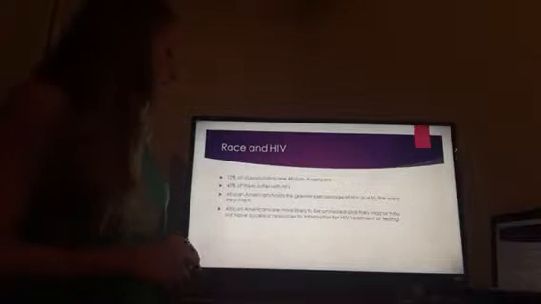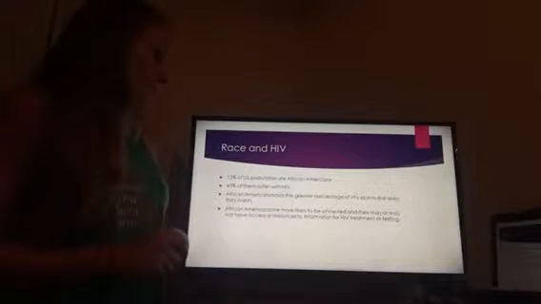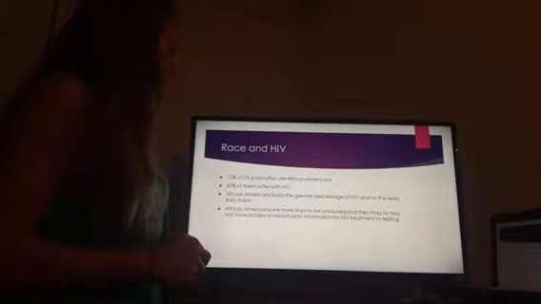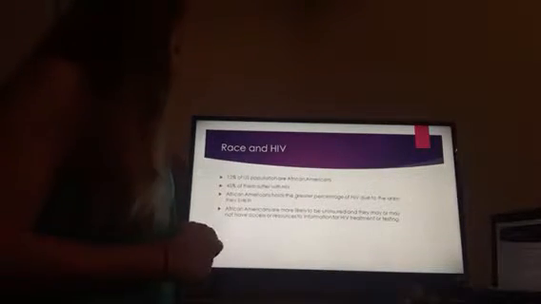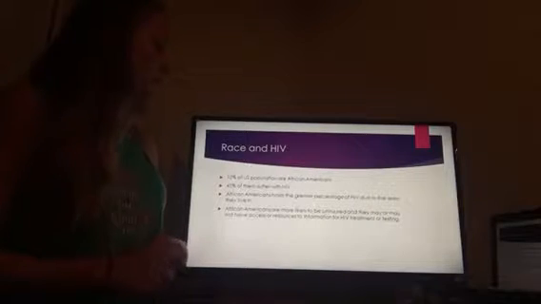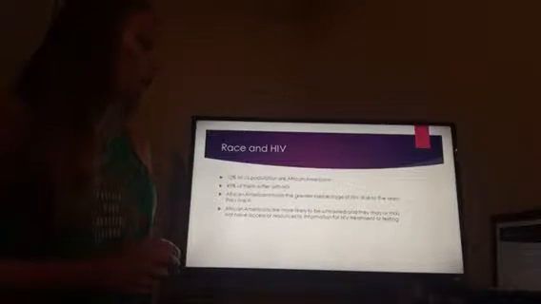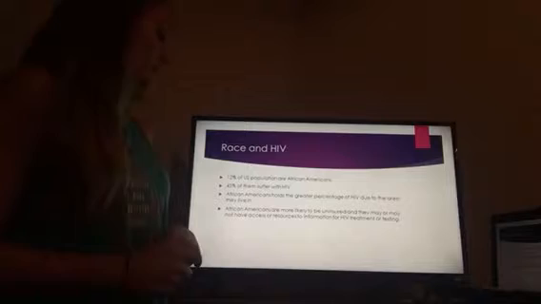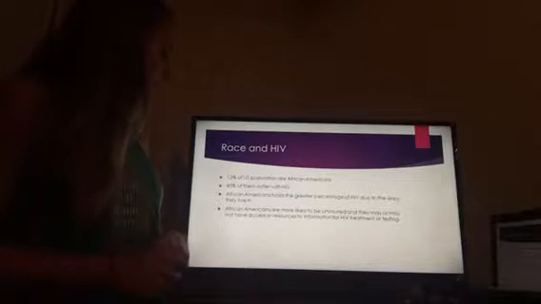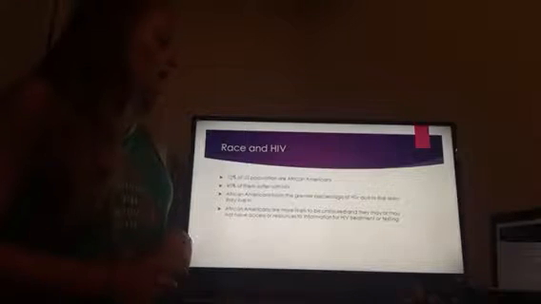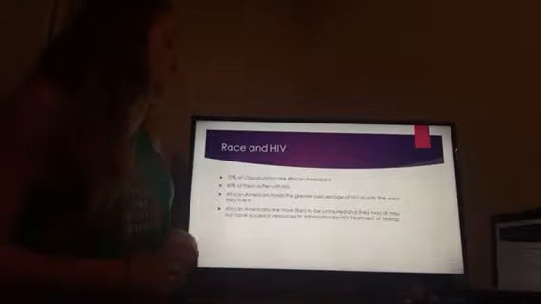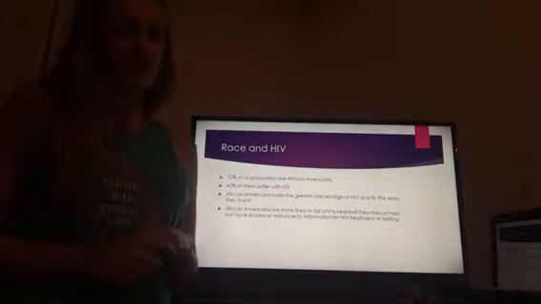Race in HIV. So 12% of the U.S. population are African Americans. 45% of them suffer with HIV. African Americans hold the greater percentage of HIV due to the area they live in. African Americans are more likely to be uninsured, and they may or may not have access or resources to information for HIV treatment or testing.